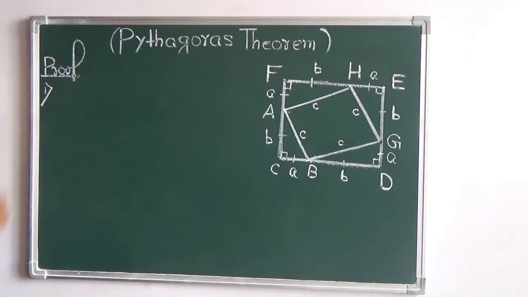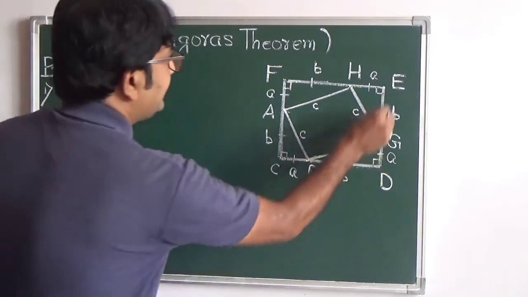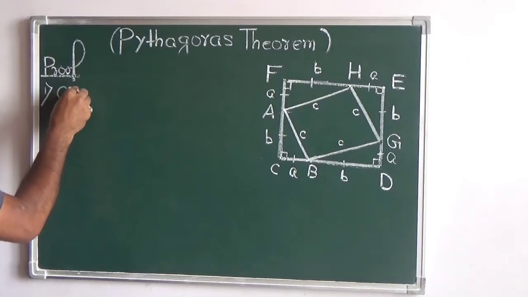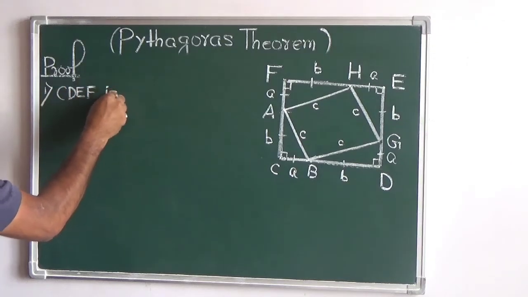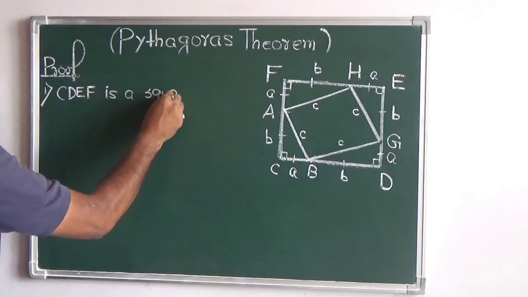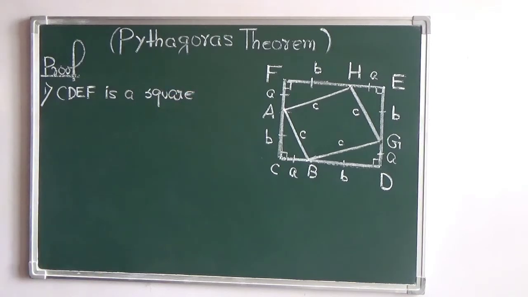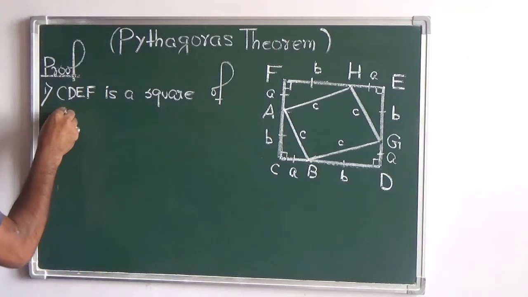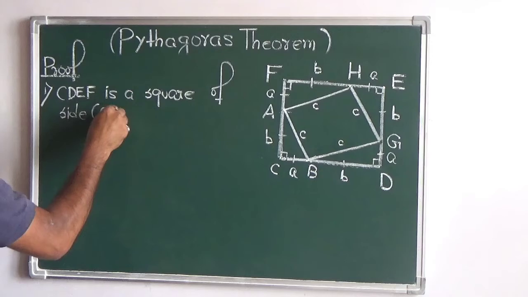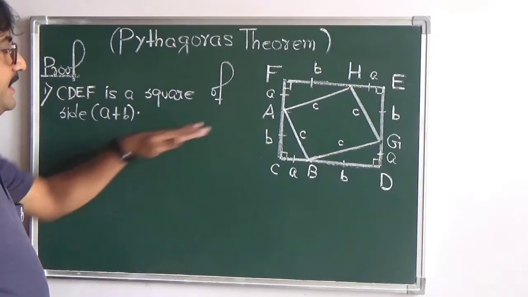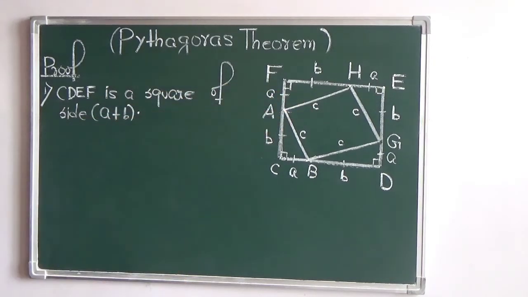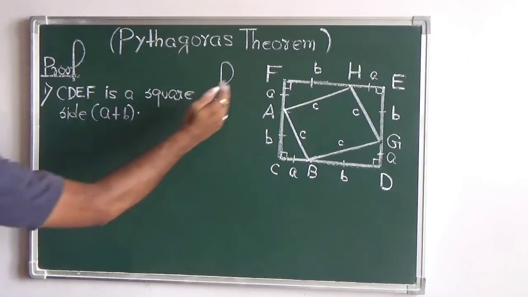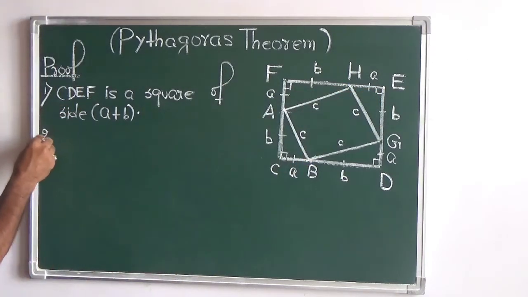The first point you write: CDEF is a square. CDEF is a square of side A plus B. By the side you write down "by construction." We have taken it by construction. So at this side, in bracket, you can write by construction.